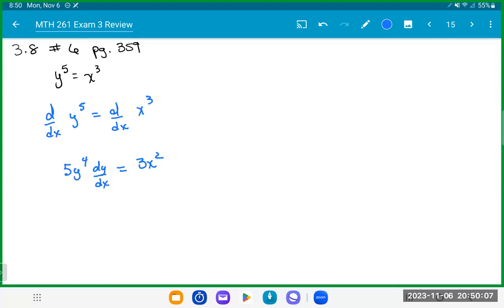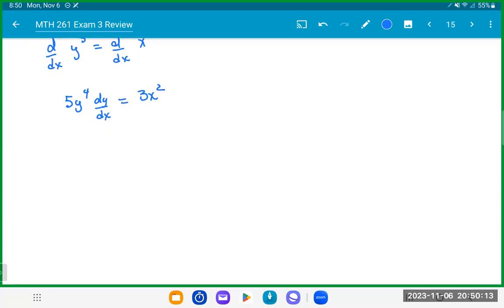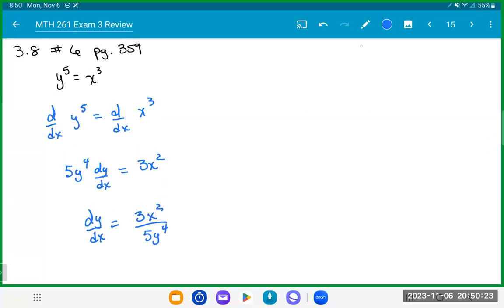We want to isolate the dy/dx, so let's divide both sides by 5y to the 4. And so we get dy/dx is equal to 3x squared over 5y to the fourth. And that's all there is to that problem. It'll be worth 5 points. Okay, questions?